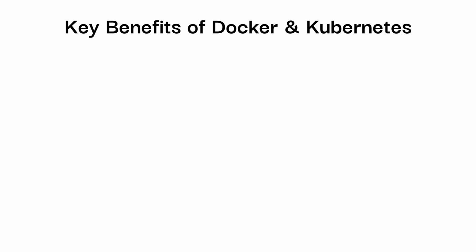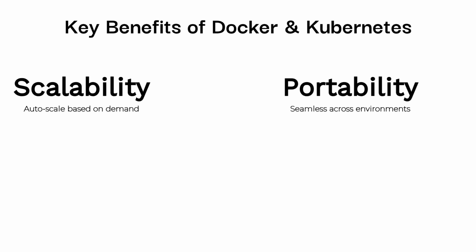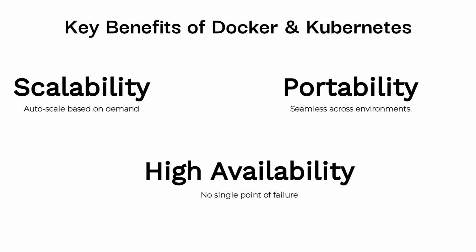Let's highlight some of the key benefits you get when using Kubernetes and Docker together. First up, scalability. Kubernetes helps you automatically scale up or down based on demand, making sure your app can handle sudden spikes in traffic. Second, portability. Docker containers are consistent, which means you can move your app from development to production without worrying about compatibility issues. Kubernetes manages that across different environments. And lastly, high availability. Kubernetes ensures your app is always running by managing replicas of your containers. If one fails, no worries, another one will step right in.